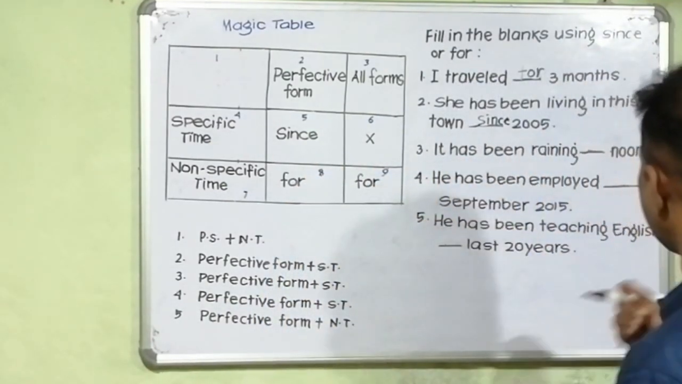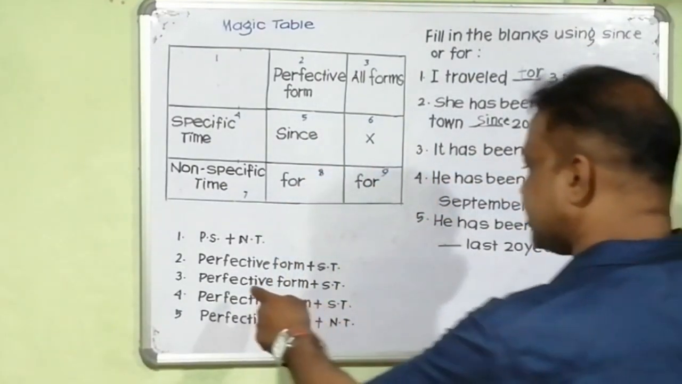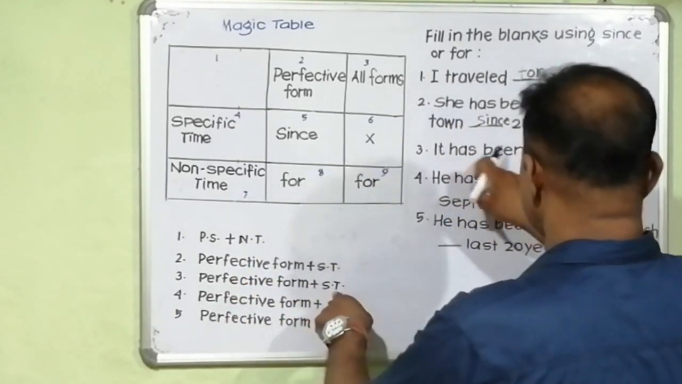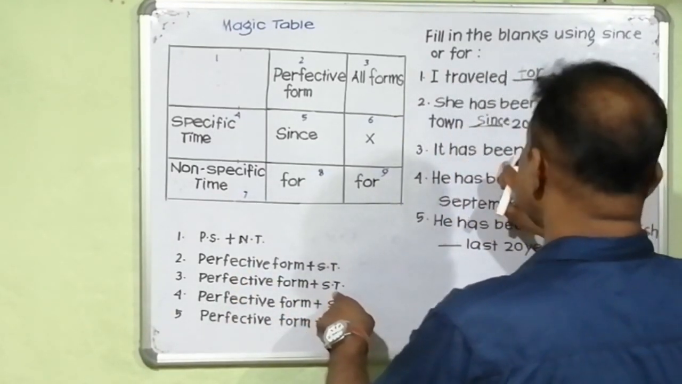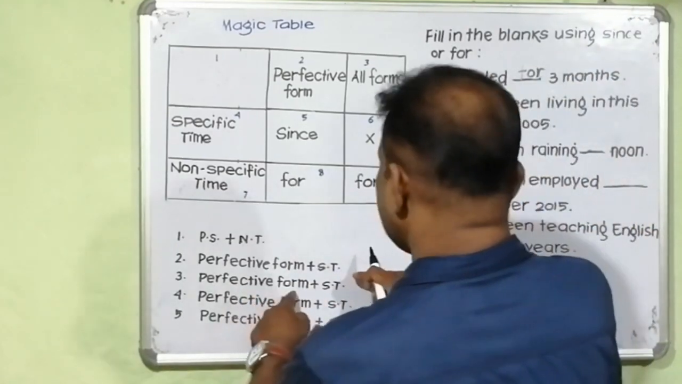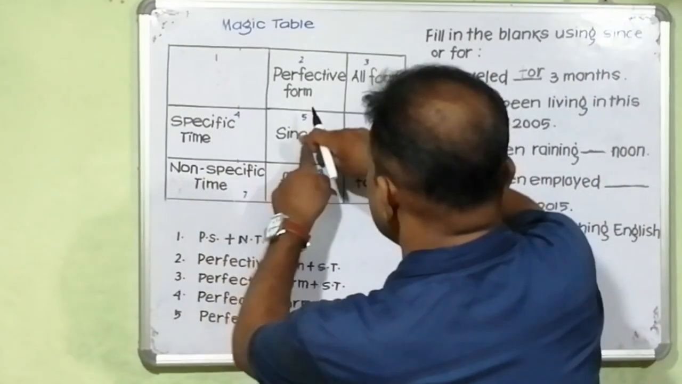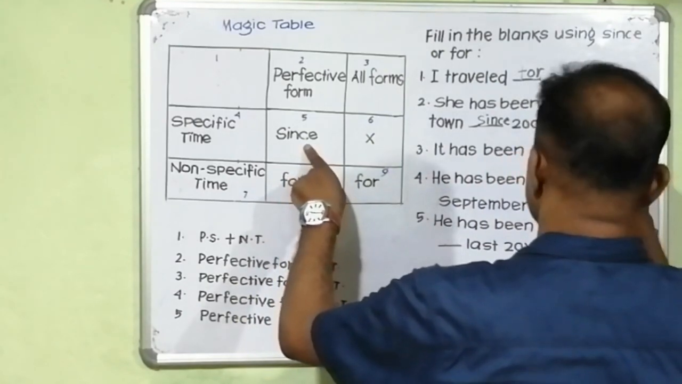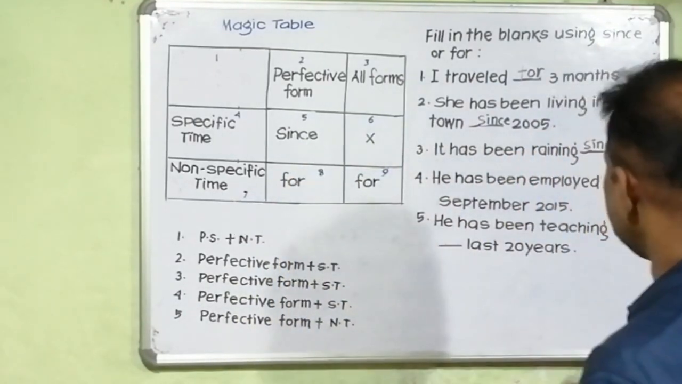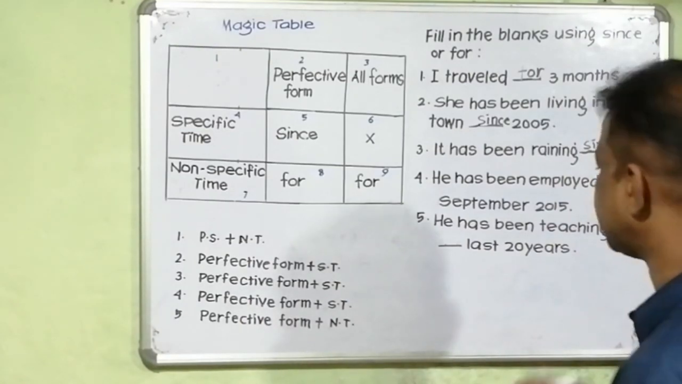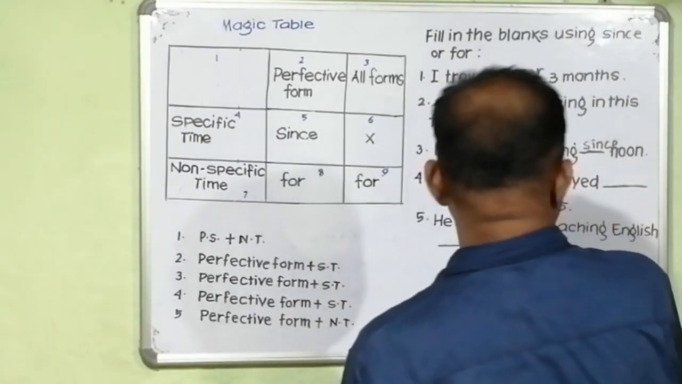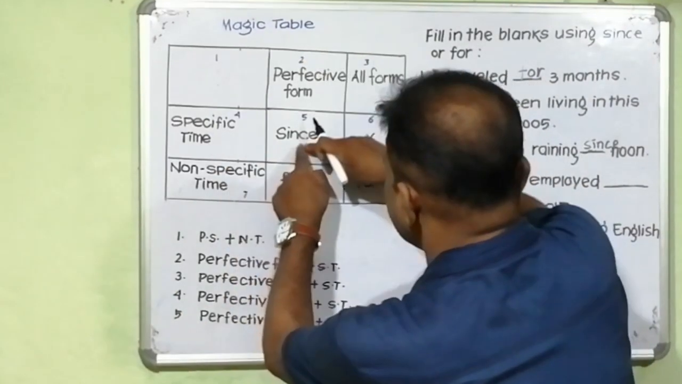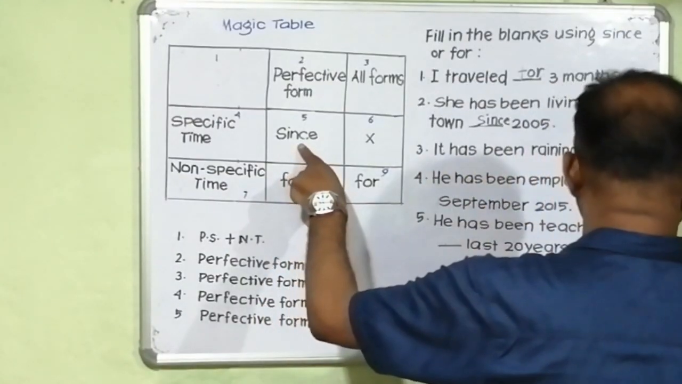Number 3. It has been raining since Wednesday. Perfective form and specific time. Perfective form means it is in the form of present perfect progressive. Yes, we have to use since here. Number 4. He has been employed since September 2015. Time is specific time and it is in the perfective form. Perfective form, specific time. We have to use since here.